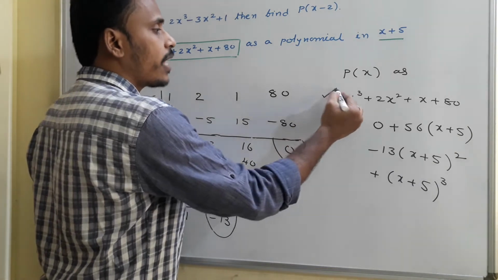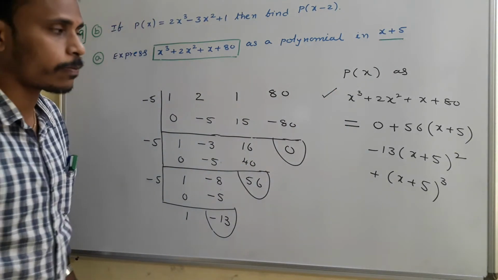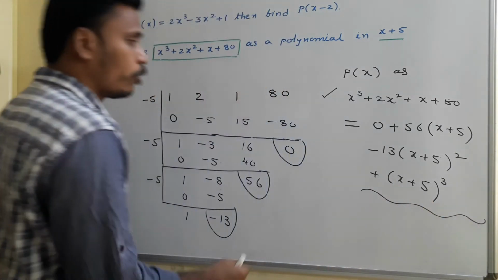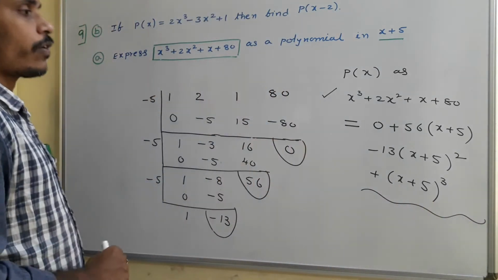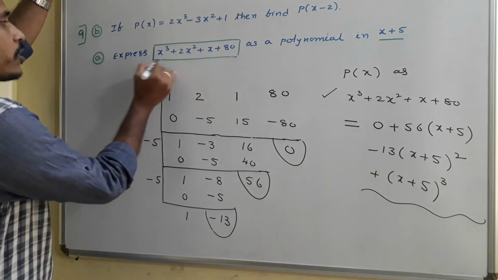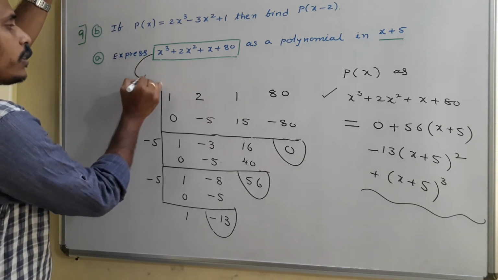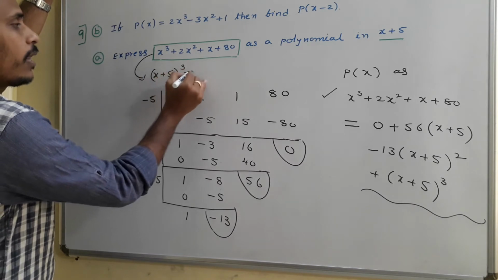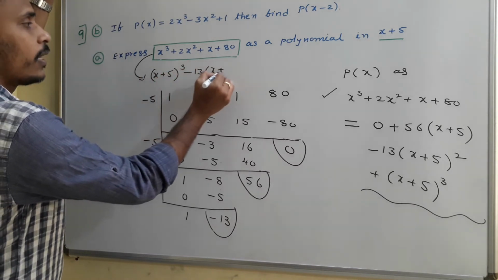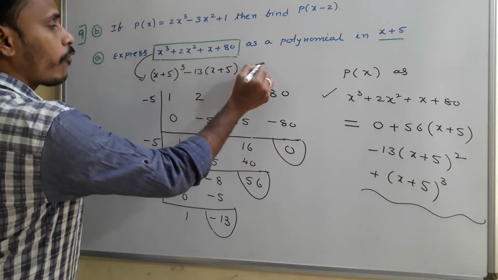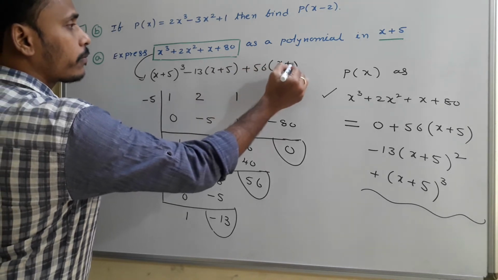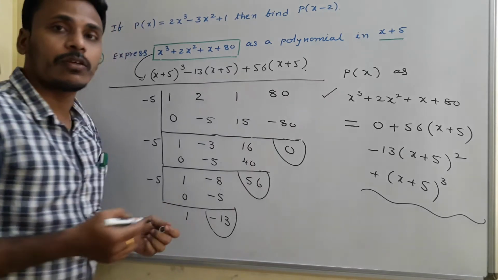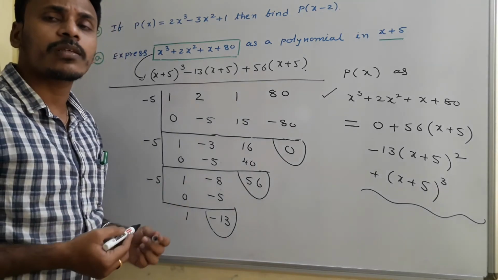Both are the same. This x cube plus 2x square plus x plus 80 is the same as this x plus 5 whole cube minus 13 x plus 5 whole square plus 56 into x plus 5. Okay, this is the way of converting the given polynomial into a polynomial in x plus 5. Okay, so how to confirm whether these two are exactly equivalent or not? You just check with some values.